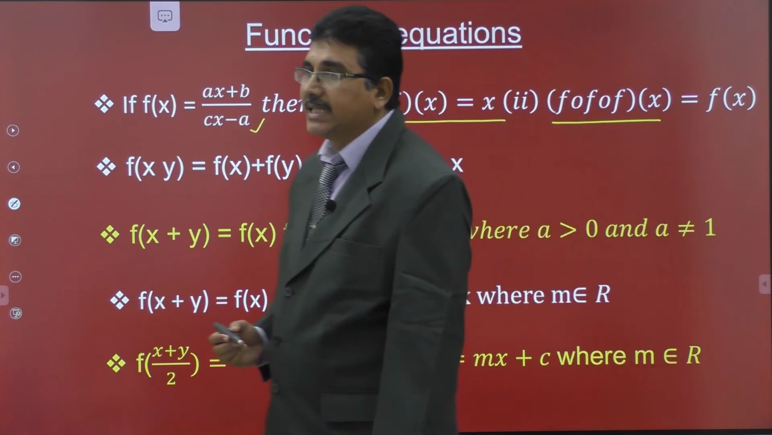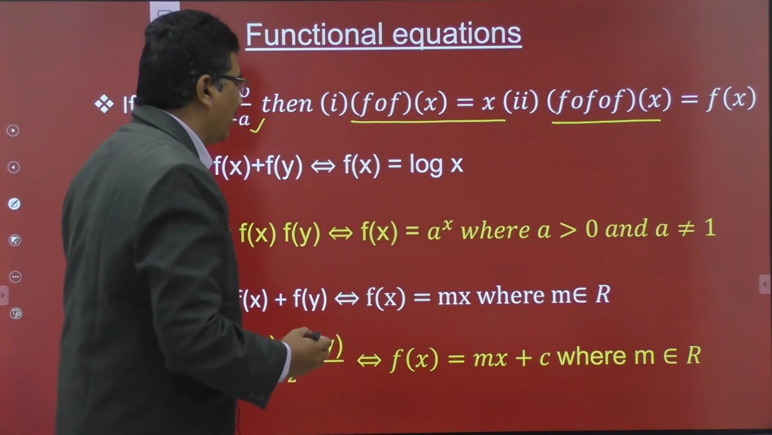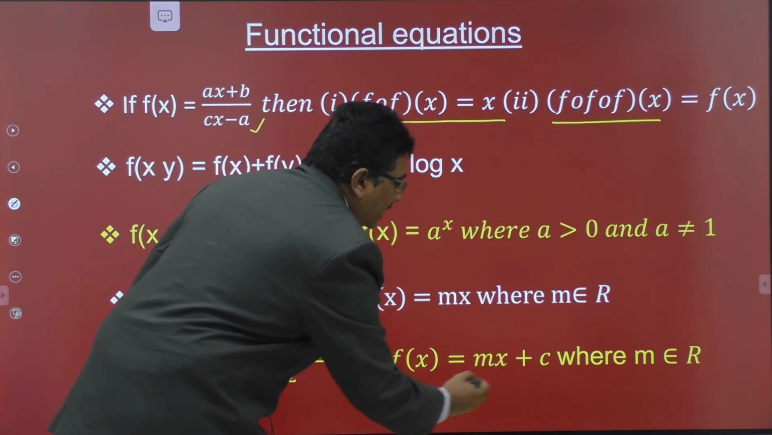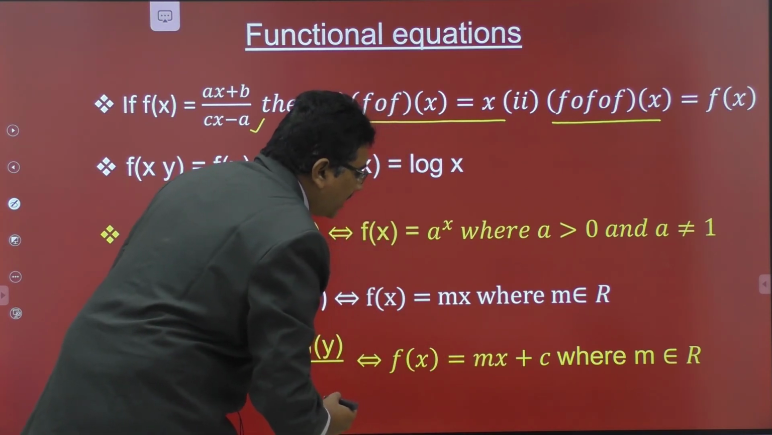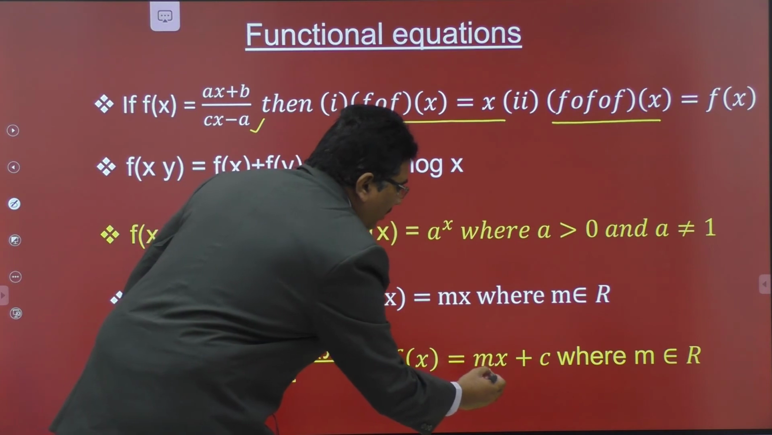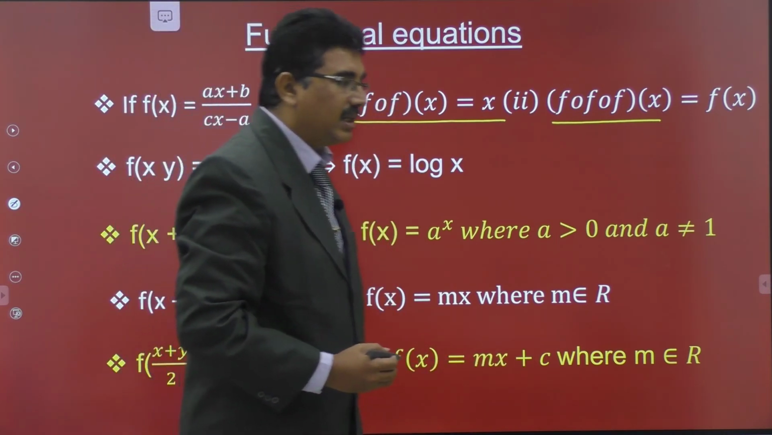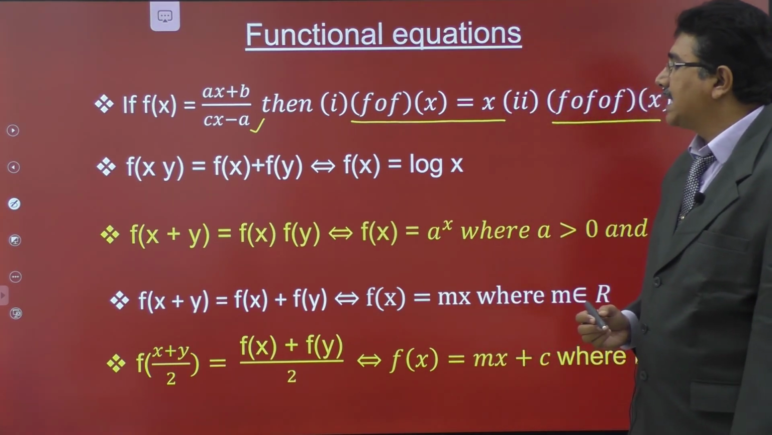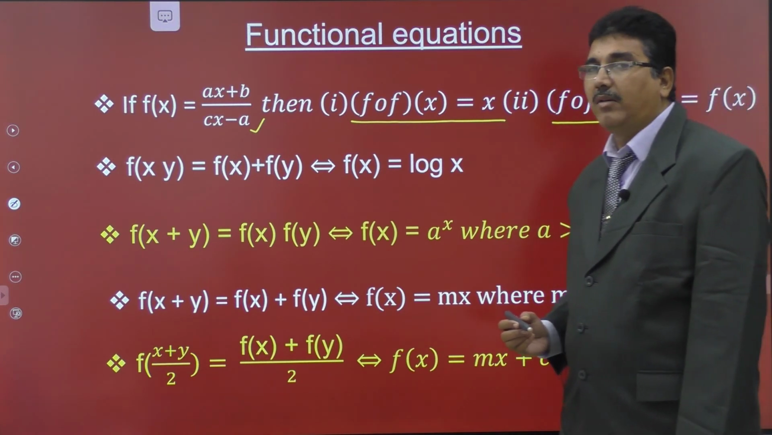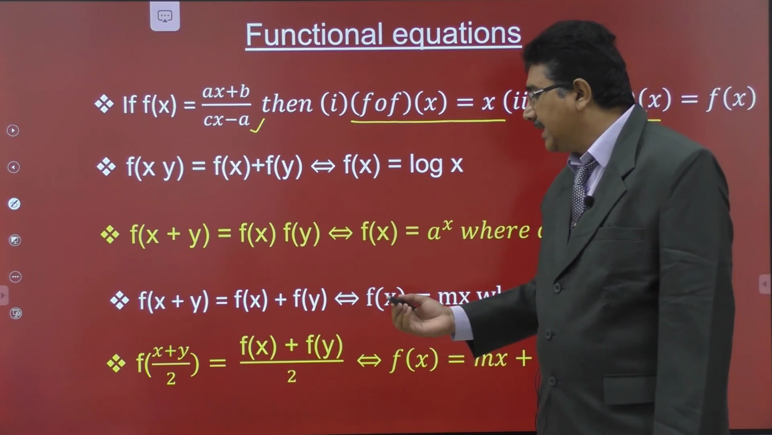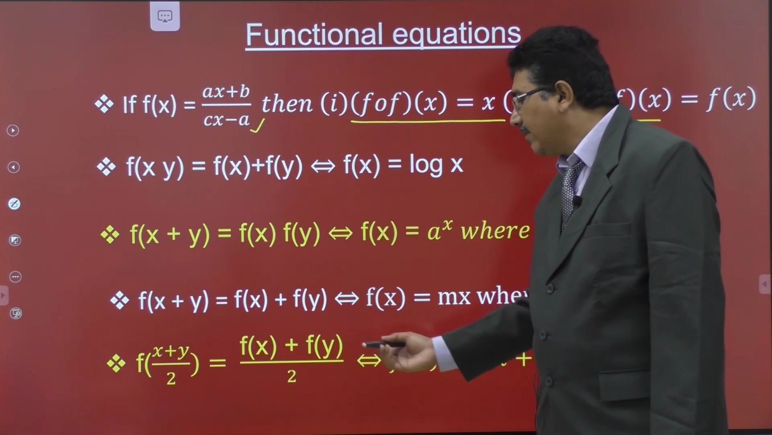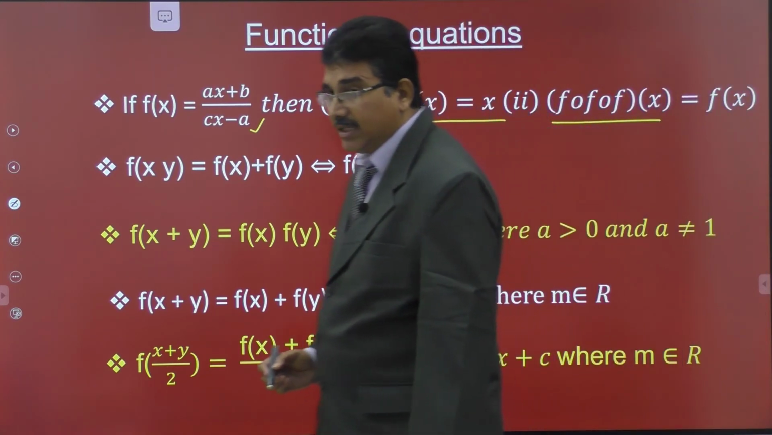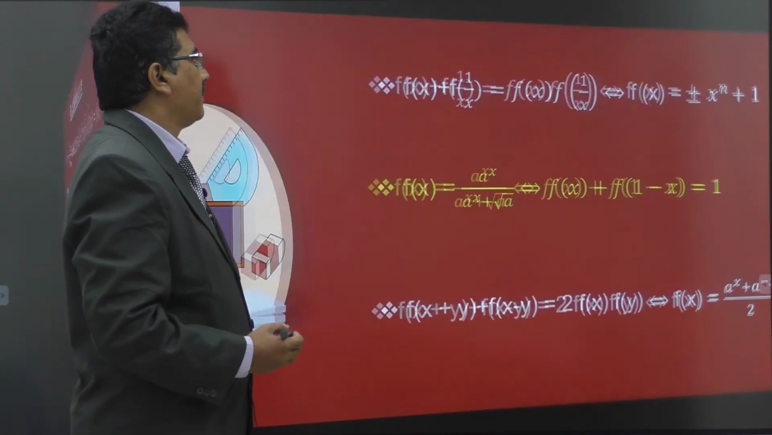Next, f of x is equal to mx plus c. This is also a straight line having slope m, and c is the y-intercept of that straight line. This y is equal to mx plus c is a function, and it satisfies the equation f of (x plus y) by 2 is equal to (f of x plus f of y) by 2. Right? Now see another functional equation.